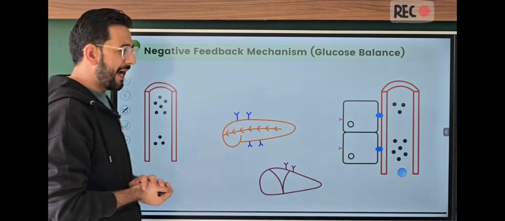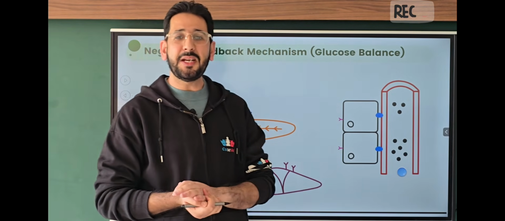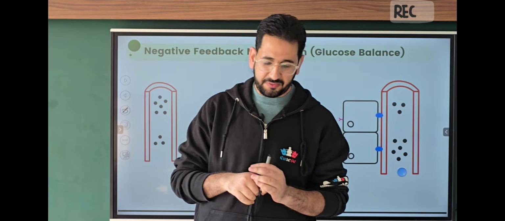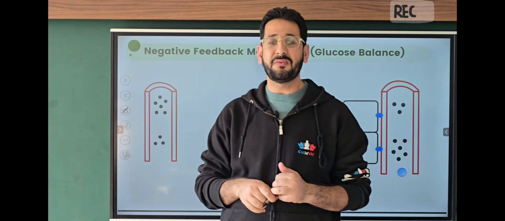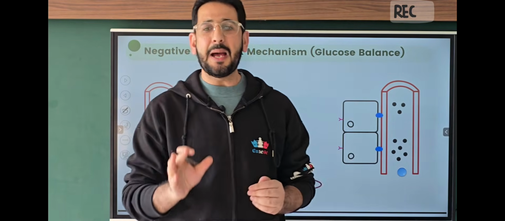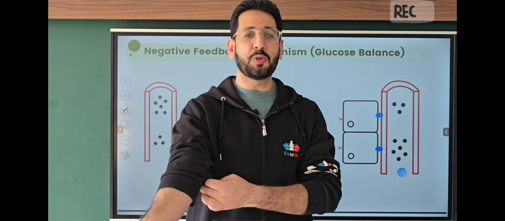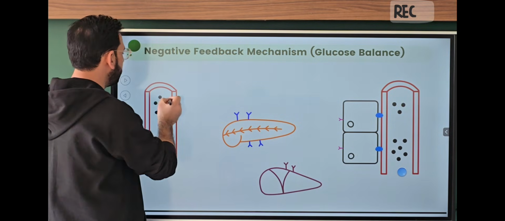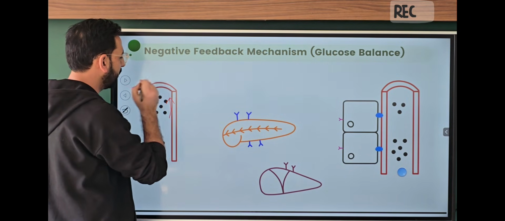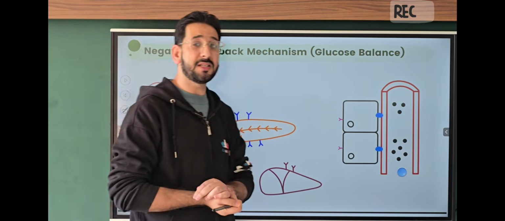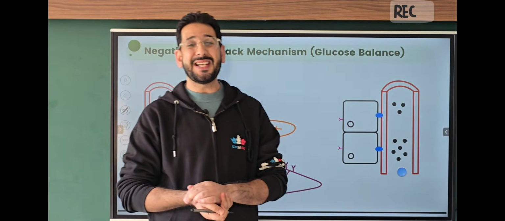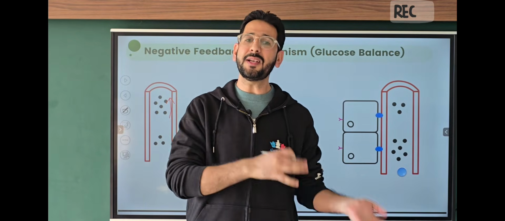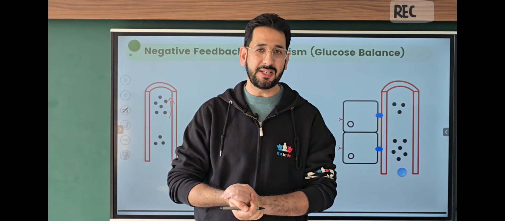Now, let us understand the positive feedback and the negative feedback mechanisms with examples. First, we will understand the negative feedback mechanism, and the best example to understand it is glucose homeostasis. Okay, now for example, our blood glucose level goes up. Glucose has to be maintained in the normal range. If it increases or if it decreases, both are not good for our body.